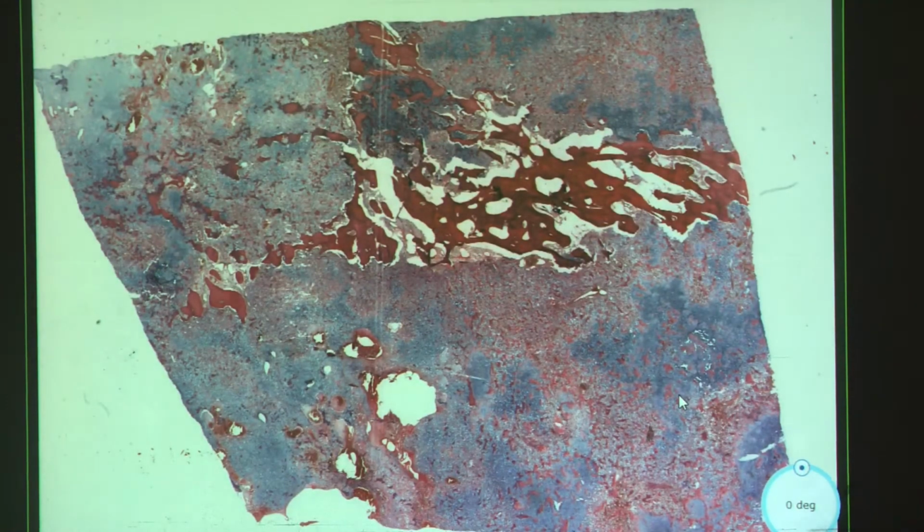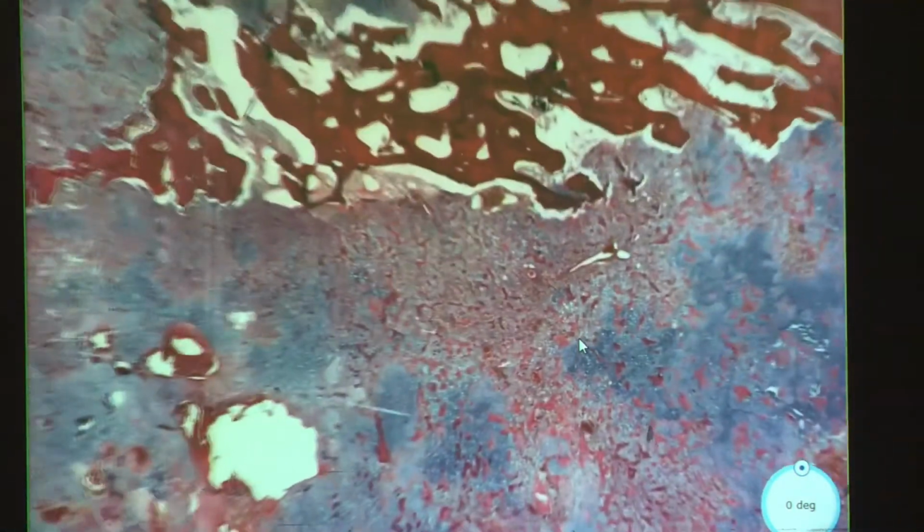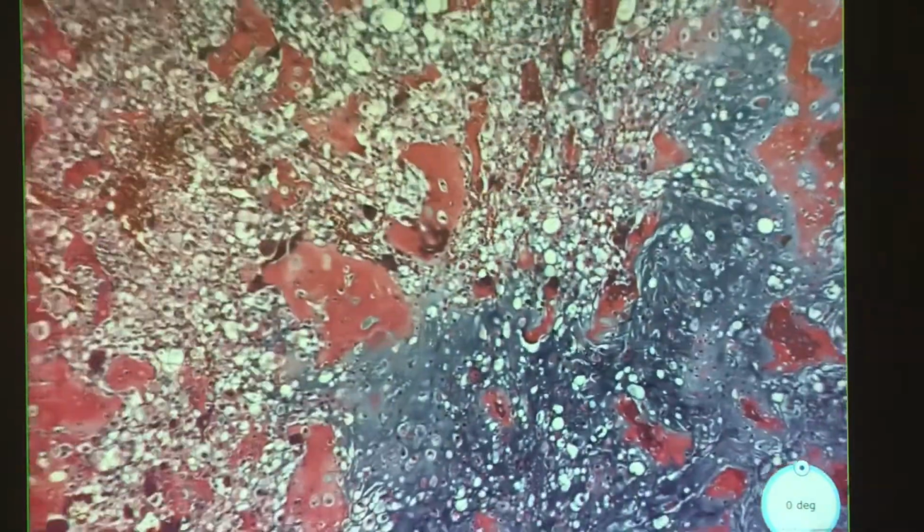Case 7. And if I'm going too fast for anyone, please say something and I will happily slow down. Okay, so this lesion, right away we see the bone. That's a part of that. And we see areas of blue, areas of pink. So let's go down and see what this looks like.